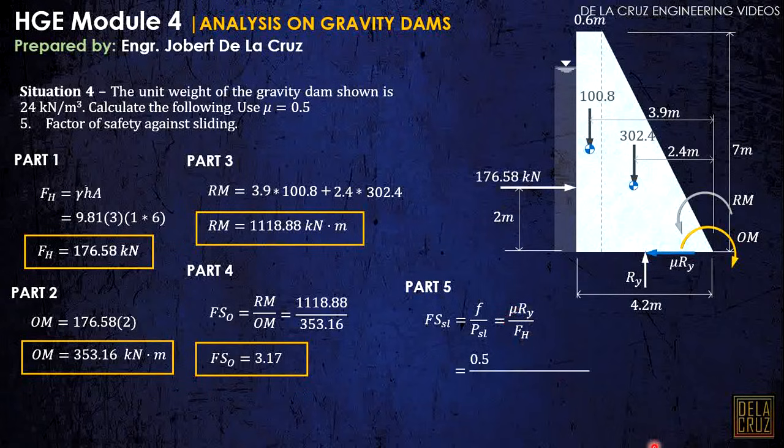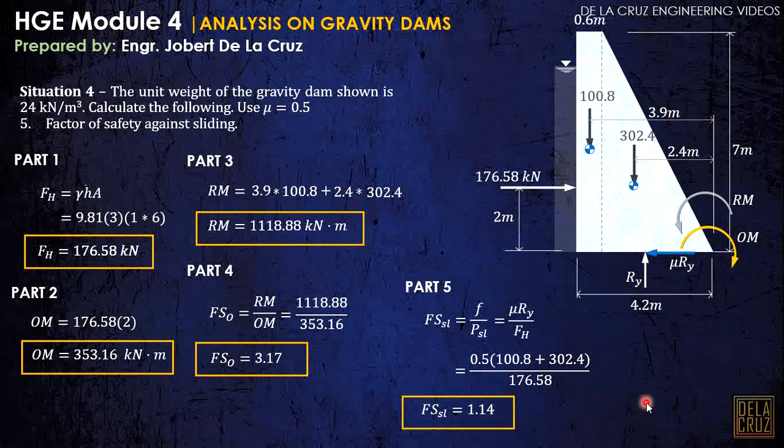Okay? So, I will just substitute directly this one. Our RY is 101.8 plus 302.4 divided by this one, FH is ito, and we have the factor of safety against sliding. Okay? Okay, I hope you understand this one.